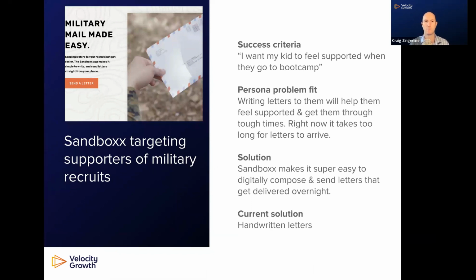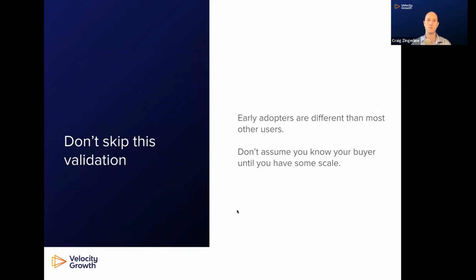is handwritten letters. Now, I had a lot more context coming in because this business had been around for a while. But in the early days of this startup, even before Sandbox was the letter writing app, they had to understand that persona problem fit. What's the true pain point that they're solving against, and what is the solution? Then pricing and the product and everything else fell into line. Don't skip this part, okay?